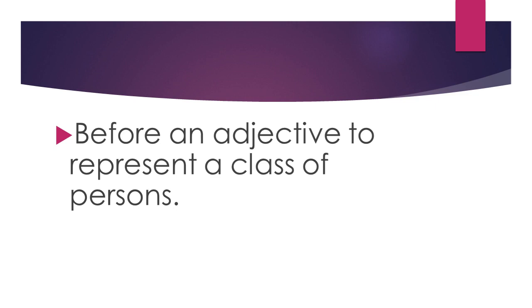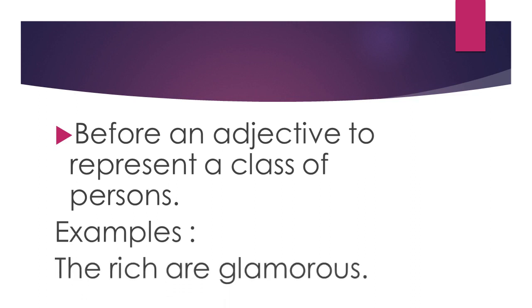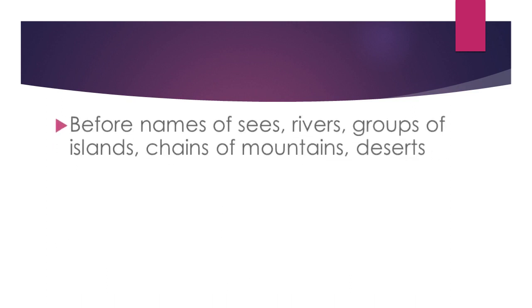Before an adjective to represent a class of persons. For examples, the rich are glamorous. It means here we are talking about a class of persons who are rich. The rich are glamorous. Here we will not say "the riches are glamorous". Here "the rich" is representing a class.